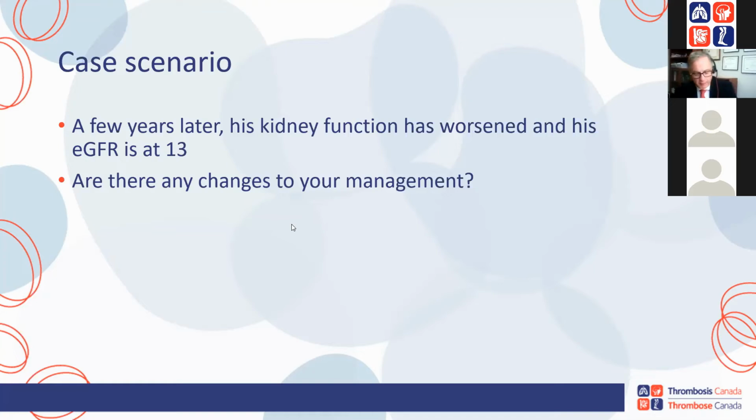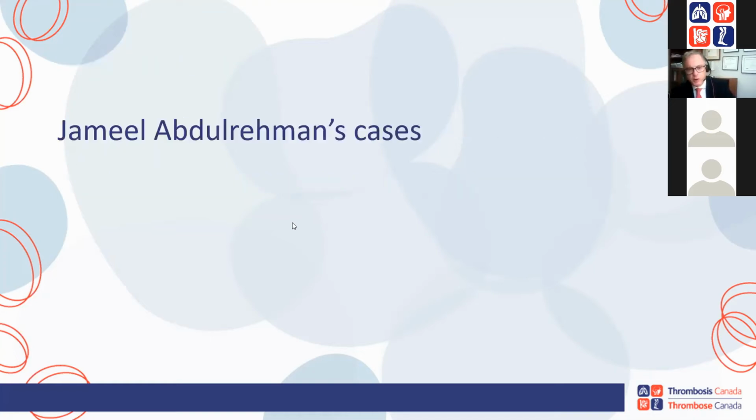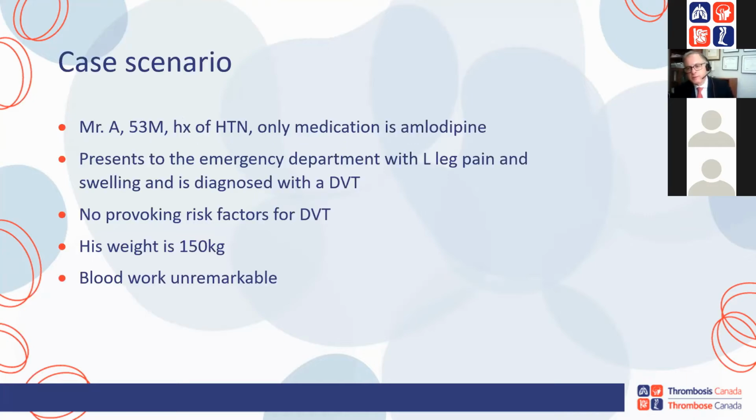Okay, we can come back to this scenario, but I want to have enough time to cover some of the other cases and some of your cases. So now we go on to a 53-year-old man with a history of hypertension who is receiving a calcium channel blocker, presents to the emergency department with left leg pain, and is diagnosed with deep vein thrombosis that is considered idiopathic and unprovoked.